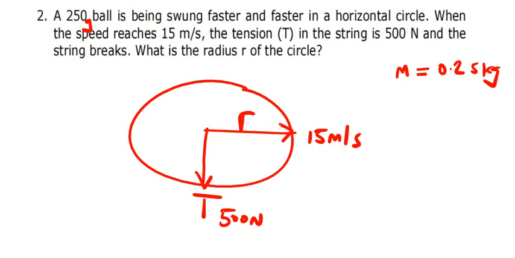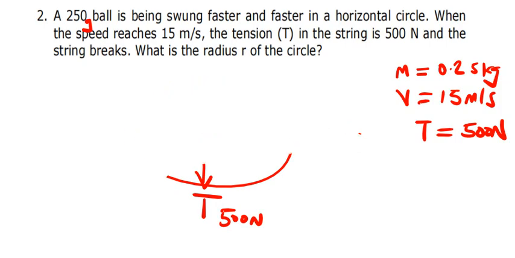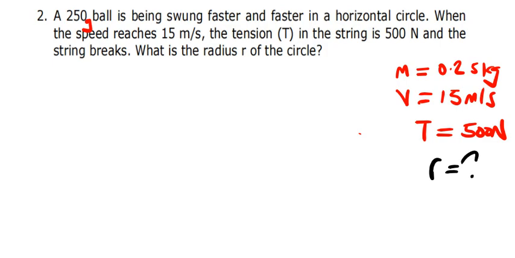kg. Then what about the speed? The speed we've been given is 15 meters per second. Now the maximum tension before it breaks, we've also been given, is 500 Newton. So what are we now going to find? We're now trying to find the radius, r. We don't know what r is.